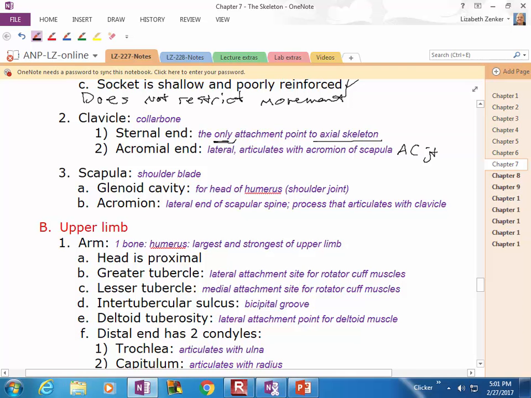Scapula is also known as your shoulder blade. You have the glenoid cavity, which, as you guys saw, was pretty shallow. It's not a really deep socket, right? And that's for the head of the humerus. You also have the acromion, which is the lateral end of the scapular spine, right? And it's the process that articulates with the clavicle. Thus, we call it the AC joint.